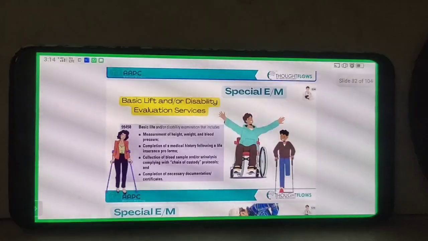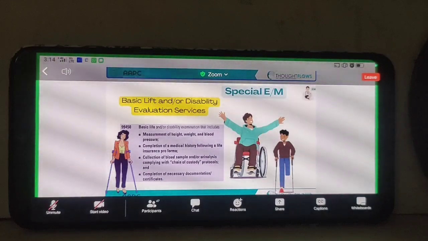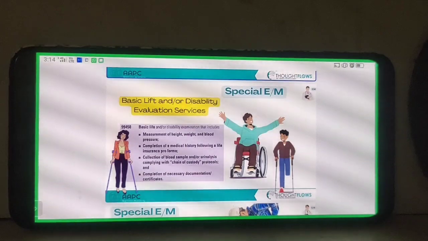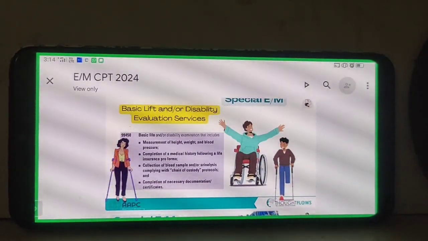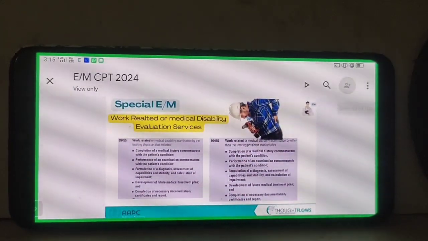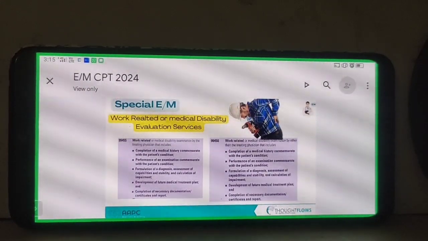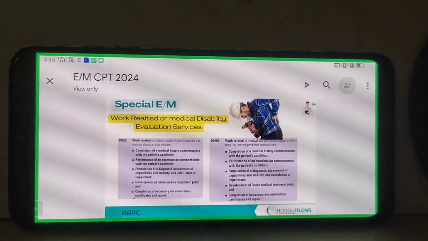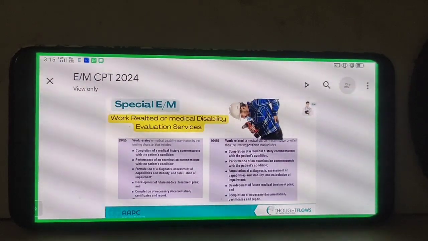Yes. I mean, only for special E/M service for disability people only. This is a code only for disability people. So for physically challenged people, we have to apply the code 99450. Only one code. And these two codes are for work-related disability: 99455 and 99456.